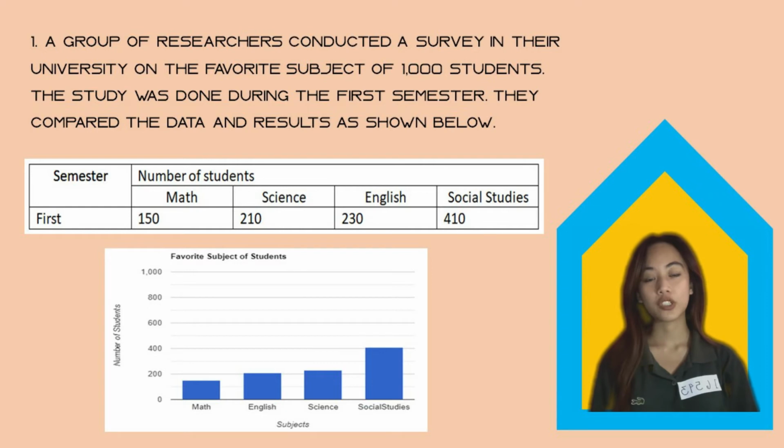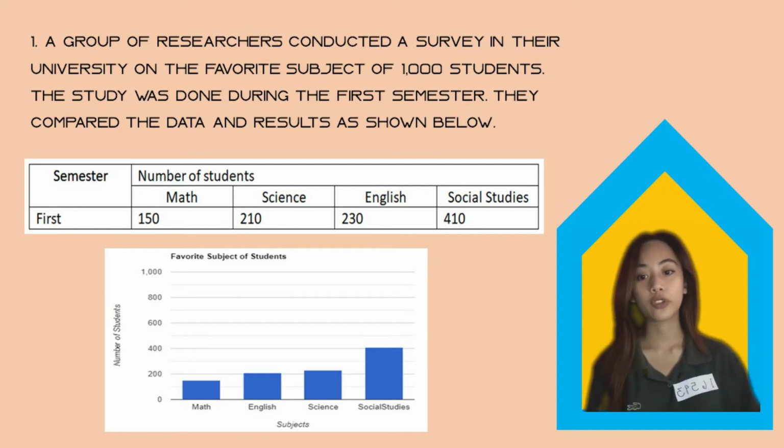So, a group of researchers conducted a survey in the university on the favorite subjects of 100 students. The study was done during the first semester, and they compared the data and results as shown below. So, step 1, we decide on the title of the bar graph. It should be clear and concise, should simplify data relations. Do not make it too wordy, but even so, it should be able to tell exactly what the graph is about. So for this example, the title is Favorite Subject of Students.